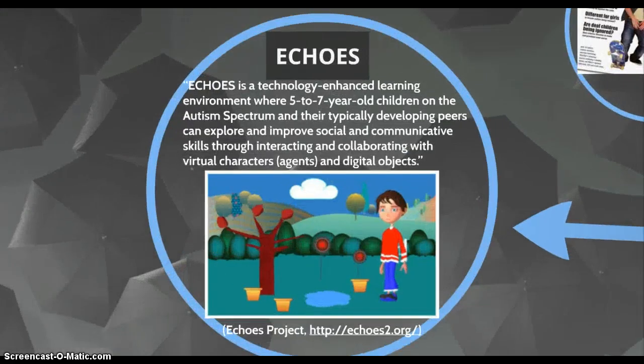I will now talk about a company called Echoes. A quote from the website states that Echoes is a technology-enhanced learning environment where 5 to 7-year-old children on the autism spectrum and their typically developing peers can explore and improve social and communicative skills through interacting and collaborating with virtual characters and digital objects.